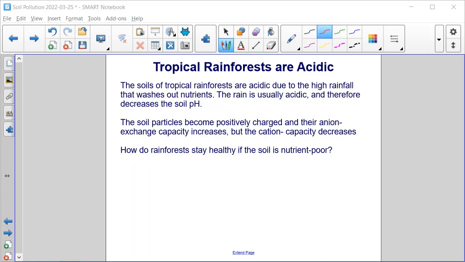Tropical rainforests are acidic. The soils of tropical rainforests are acidic due to the high rainfall that washes out nutrients. The rain is usually acidic and therefore decreases the soil pH. The soil particles become positively charged and their anion exchange capacity increases, but the cation capacity decreases. How do rainforests then stay healthy if the soil is nutrient poor?